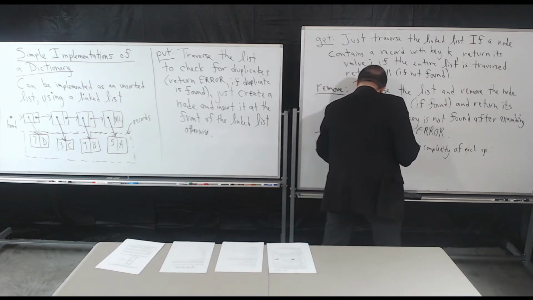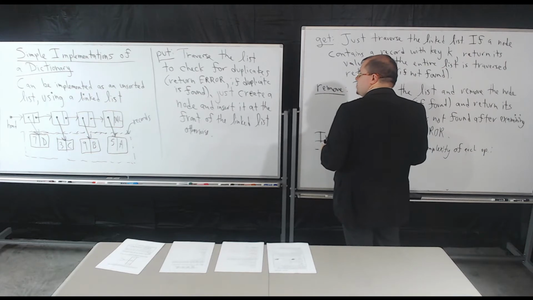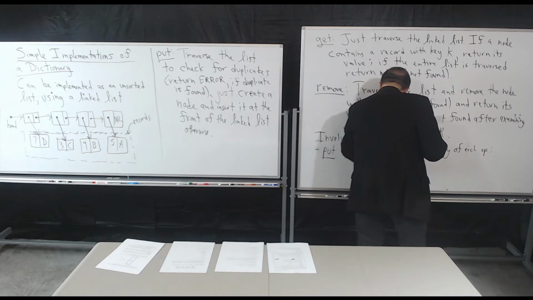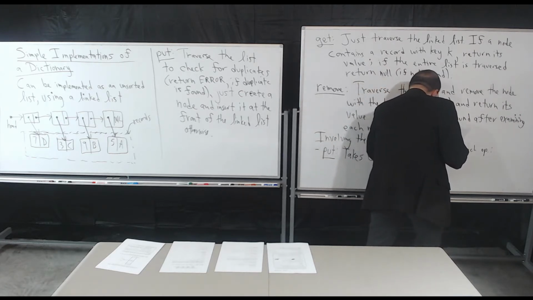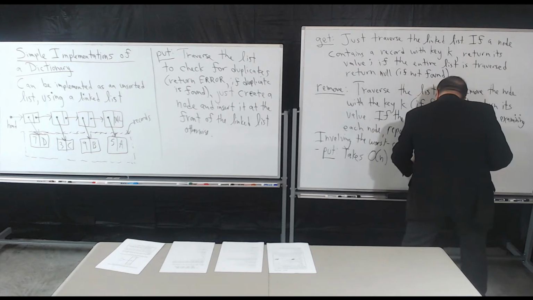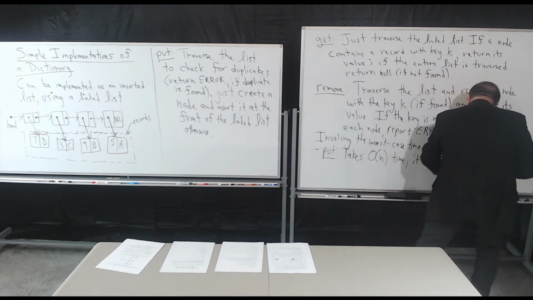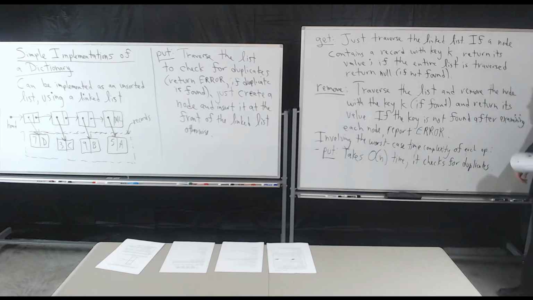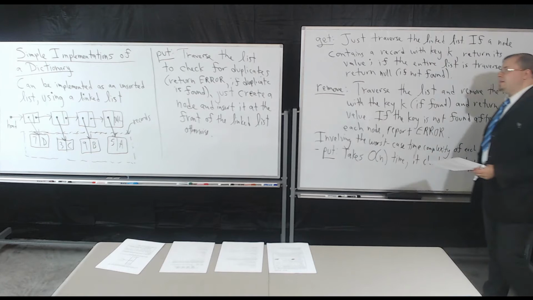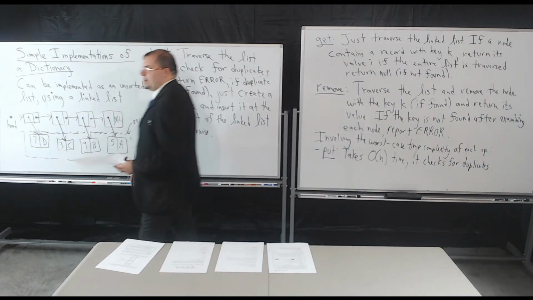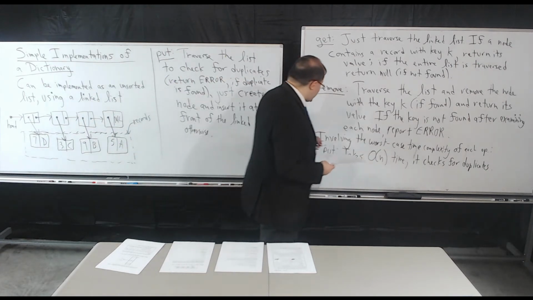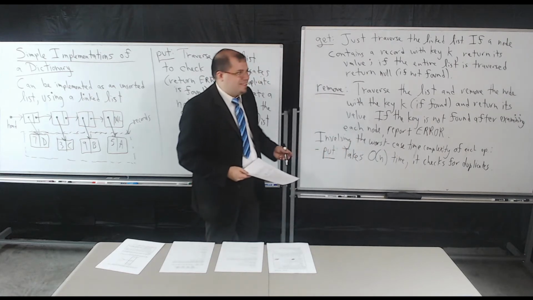So what does put do? Put has to traverse through the linked list to check for duplicates, then it just performs an insertion at the front. So what does it do? It takes big O of n time. It checks for duplicates, right? That's why it takes linear time. Remember, you have to check for those duplicates. Otherwise, you could introduce another duplicate record in, violating the properties of a dictionary. That's why you need that. Otherwise you could just say, oh, it takes constant time, big O of one.